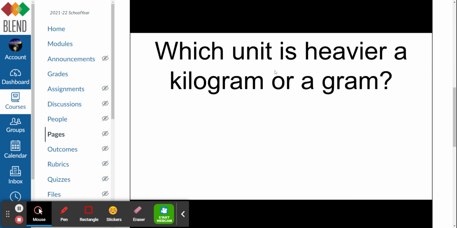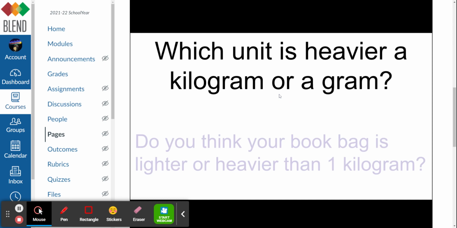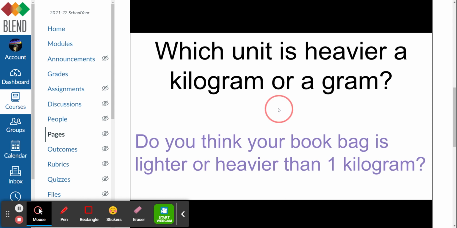Okay, which unit is heavier, a kilogram or a gram? So what's heavier, 1 paper clip or 1,000 paper clips? That's kind of how you have to remember this stuff. If it's a gram or a kilogram, gram is 1 paper clip. A kilogram would be 1,000 of them. So, all right, do you think your backpack is lighter or heavier than 1 kilogram? Yeah, I would say that it's heavier because you got a Chromebook in there, you have a binder in there, all sorts of stuff. So I think your backpack weighs more than 1,000 paper clips.